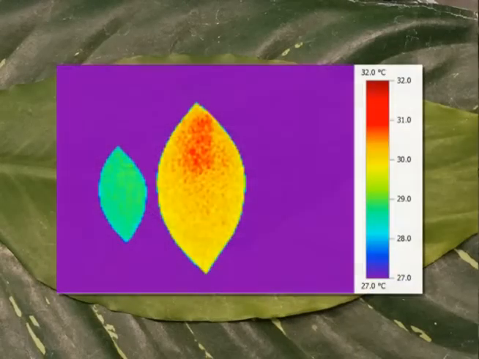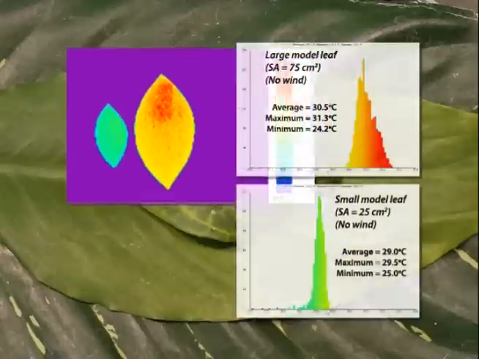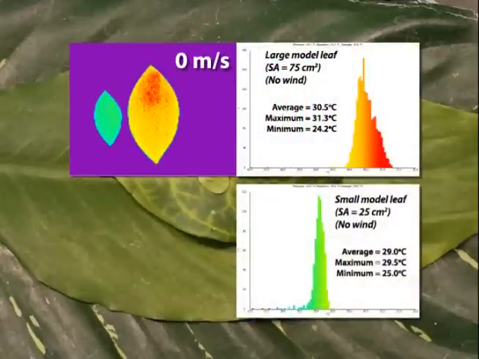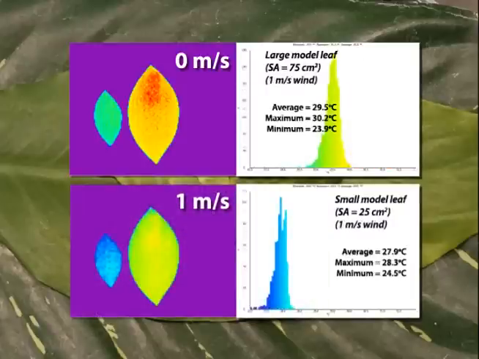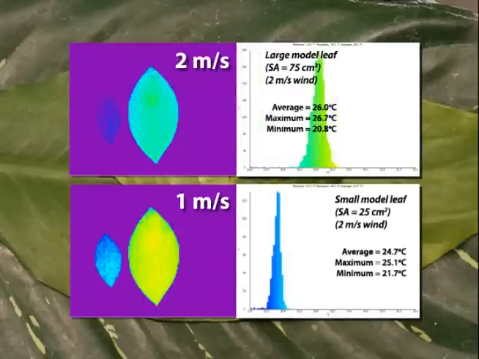Here are the infrared images of the two, mercury vapor lamps shining on them in still air, side by side. Red is hot and blue is cool. In still air, the large leaf is very clearly the hotter leaf. Let's see now what happens when we blow air over them. The wind comes from the top of the picture. They cool down clearly, but the temperature difference remains. This is with a wind speed of about 1 meter per second. Now let's boost the wind speed to 2 meters per second. Both leaves cool down still more, but the larger leaf is still the hotter one.